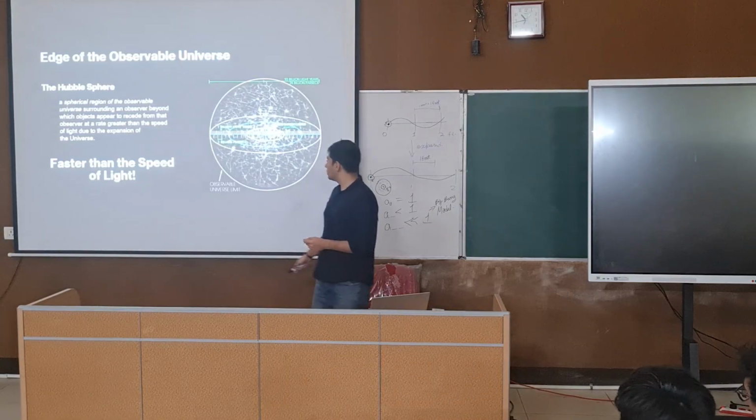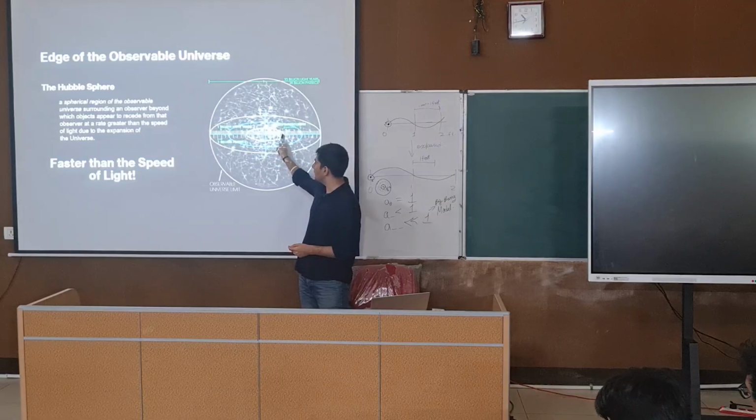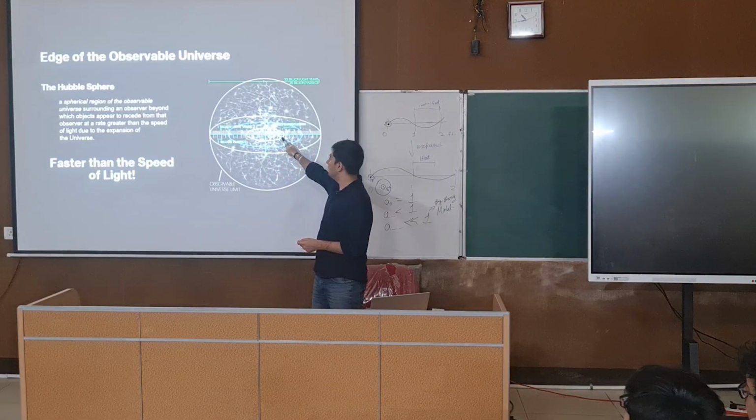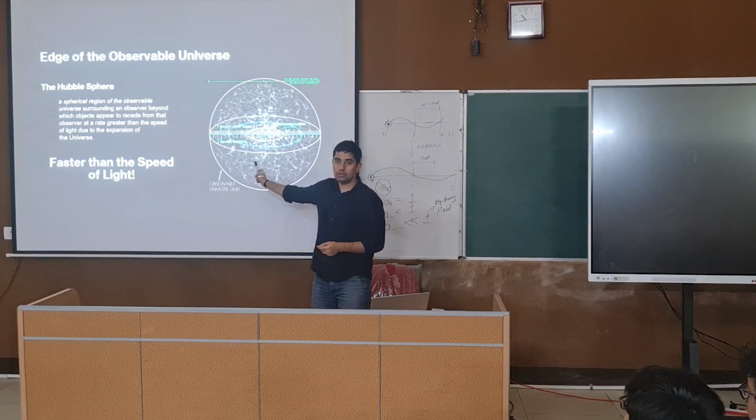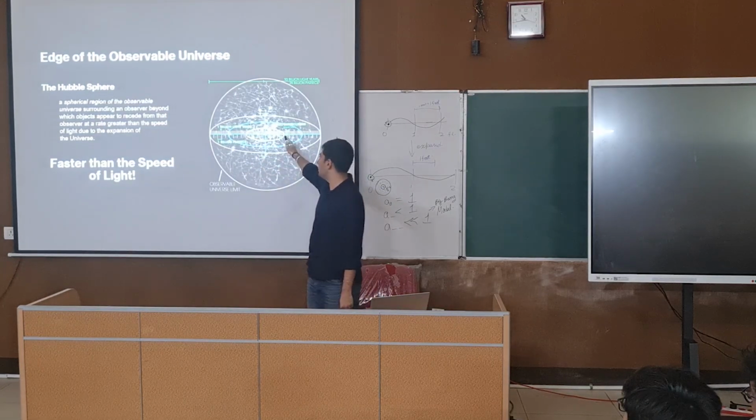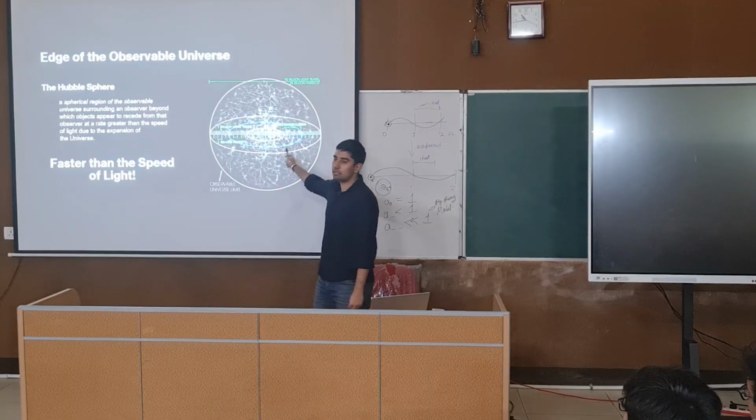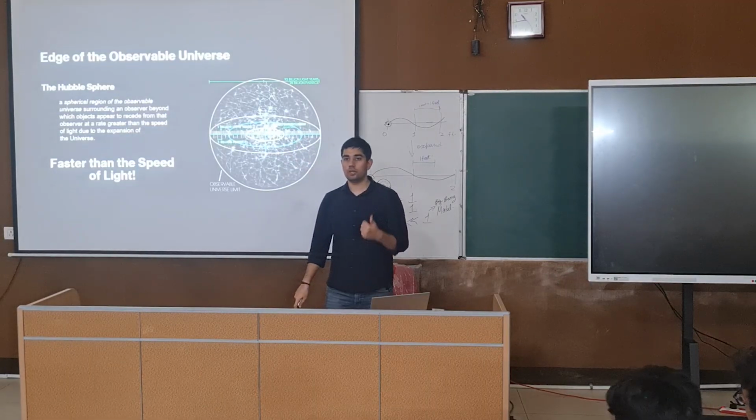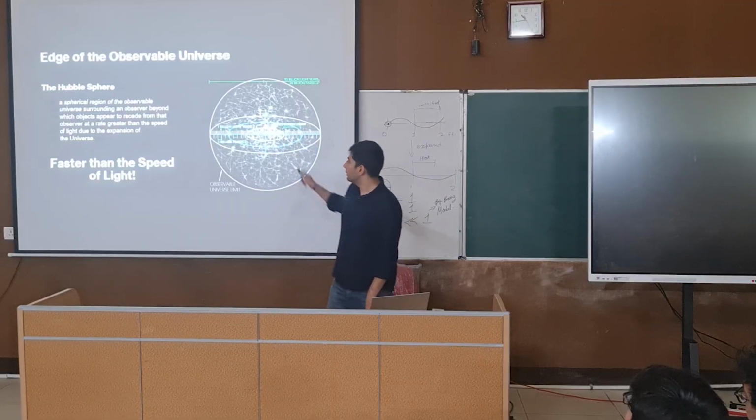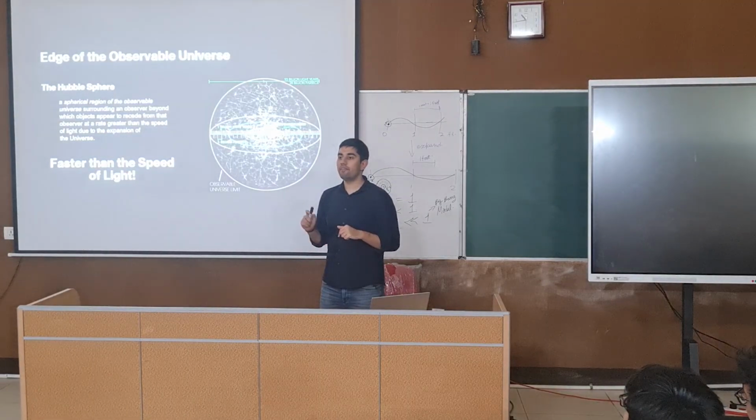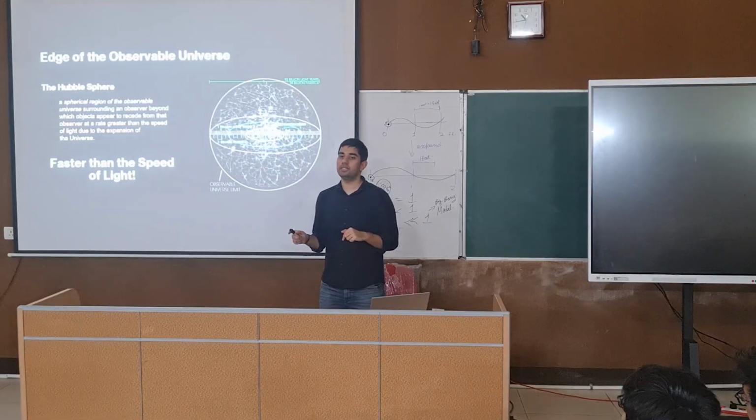Okay? So that is actually represented by this yellow orange line. All the galaxies which are beyond this line, this is called the Hubble sphere. Okay? All the galaxies beyond this line, which are farther away from this, are moving at speeds greater than the speed of light. And the light they are emitting today, in the present time, that light will never reach us.